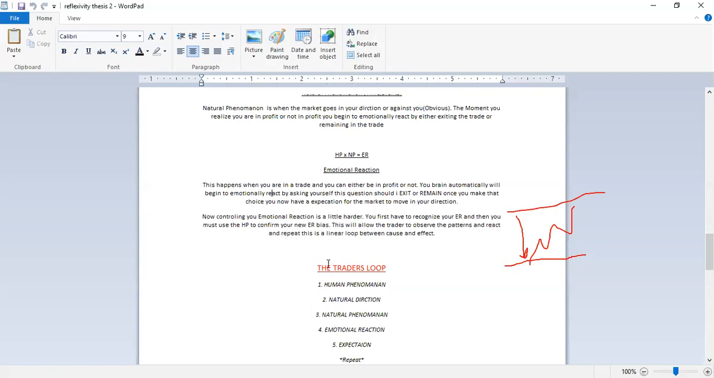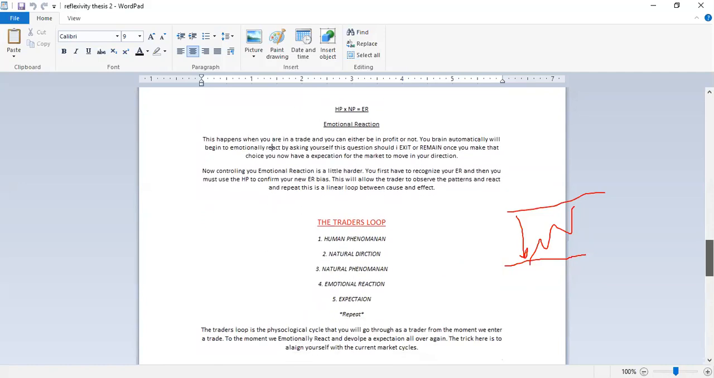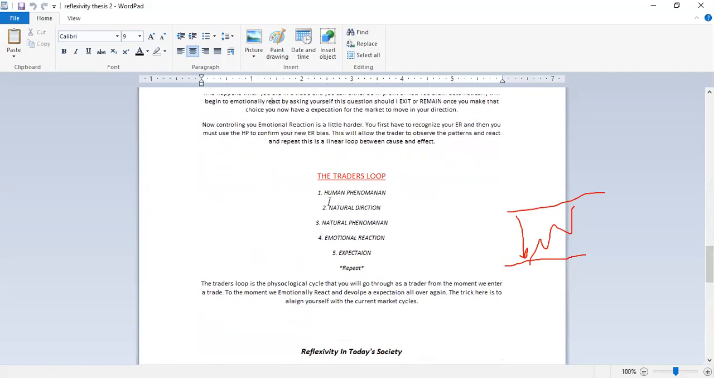So what the human phenomenon is, is to basically react to what you see. This will allow the trader to observe the patterns, react, and repeat this linear loop between cause and effect. So this is what you're going through, and every trader goes through. The first step is the human phenomenon. You reacted to what you see.